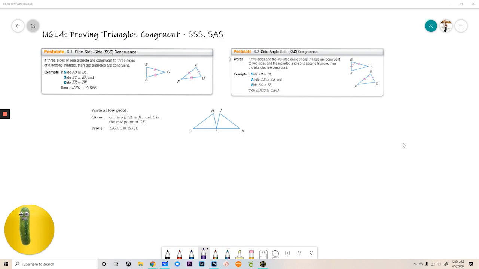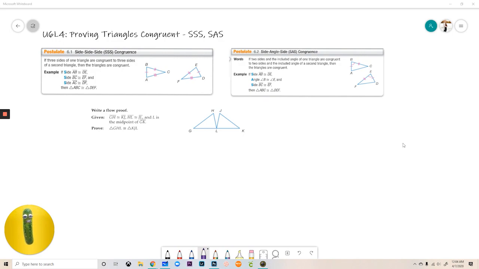So first of all, side, side, side congruence says if three sides of one triangle are congruent to three sides of a second triangle, then these triangles are congruent. That's the basic definition of congruence that we've talked about since elementary school.